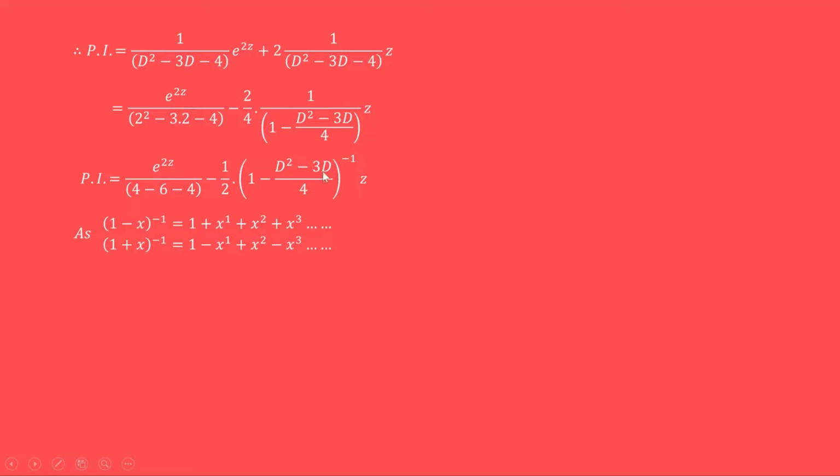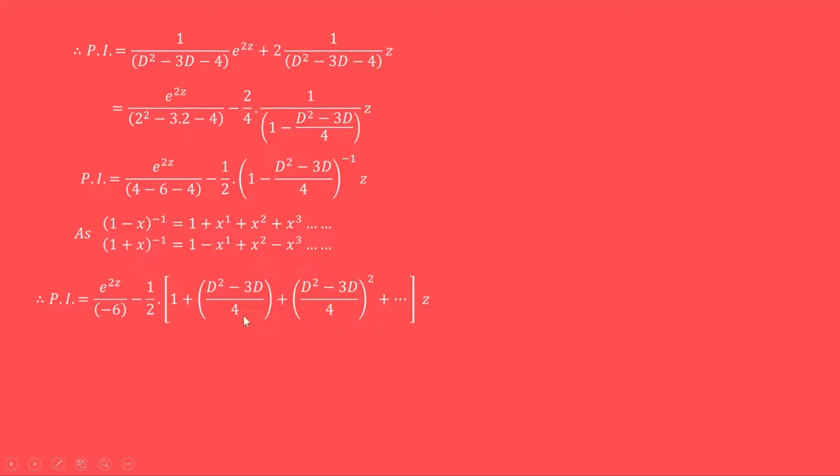As you know, (1 minus x) raised to minus 1 is this. So use this result again here, and so we get P.I. is equal to e raised to 2z upon minus 6, minus half as it is. Now use this result: (1 minus x) raised to minus 1 is equal to 1 plus x plus x squared plus x cubed, and continue like this. Here x means (D squared minus 3D) upon 4. So we get 1 plus (D squared minus 3D) upon 4, plus ((D squared minus 3D) upon 4) squared, and we have to continue like this, and that outside is here.